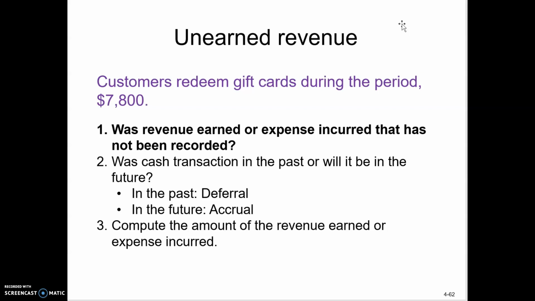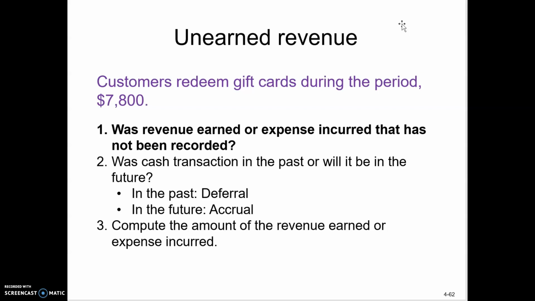When he buys the gift cards, they're debiting cash, they're crediting unearned revenue. And then every month when he comes in, now they don't owe him the haircut anymore. They will debit the unearned revenue and then they'll credit the service revenue because now they've done the haircut.